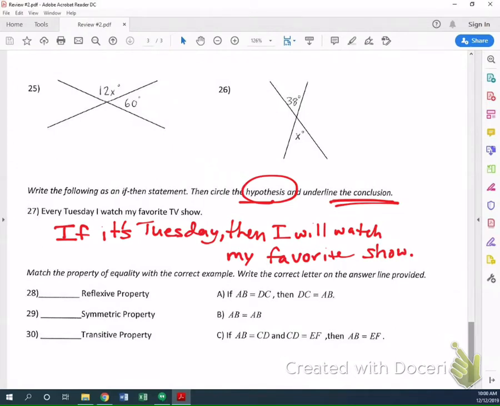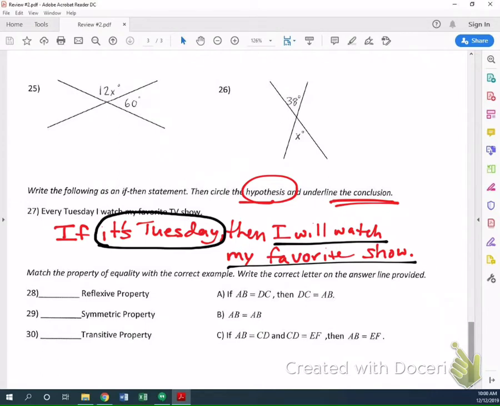Circle the hypothesis. The hypothesis is the one that comes right after the if. So if it's Tuesday is the hypothesis. The conclusion is then I will watch my favorite show. The if and the then are not included in the hypothesis or the conclusion. Okay? Yeah, it kind of sneaks right in there.